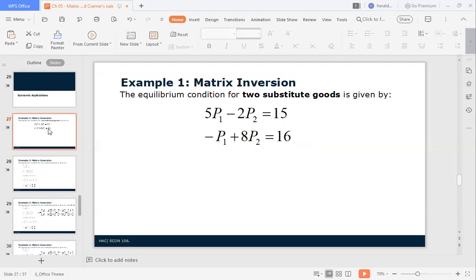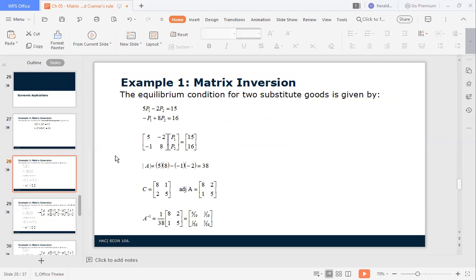Okay, so just to give you an economic application of how we use matrix inversion when dealing with some economic analysis. In this example, I am using matrix inversion. The case here is that we have these two equations and we're solving for an equilibrium condition for these two substitute goods. So we're looking for the price of good one, and we're also looking for the price of good two. Now, because these two equations are linear, you can easily go ahead and do substitution or elimination methods. But of course, because the topic requires us to do matrix inversion, we can also do that.